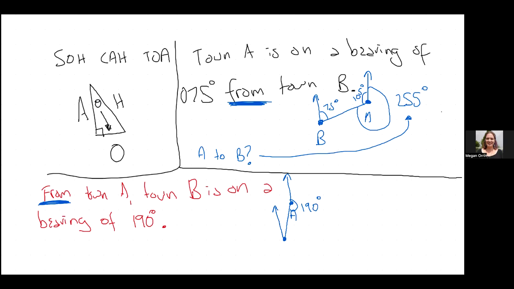So this is 190, which makes this what? What did we say? 170. So what's this bit in here? 10. So the bearing of B to A is 10 degrees because we have to go from the north line across to B, like from B to A. Okay, so it's really important. I am going to put that on your test. I'm going to write a sentence like this and ask you to draw it. Really important that we pay attention to the language.